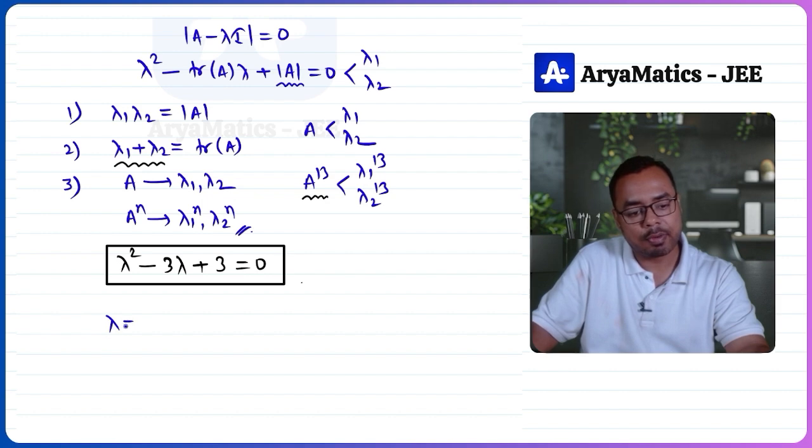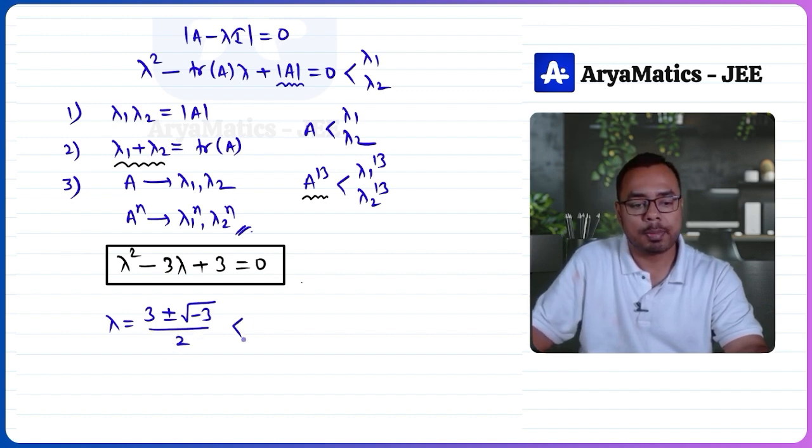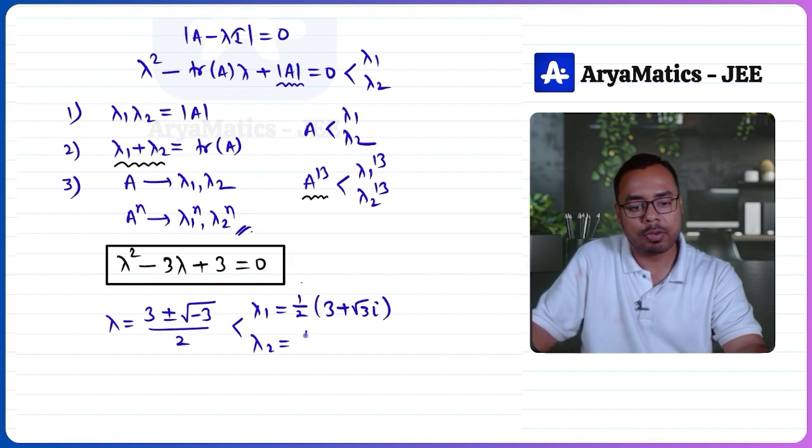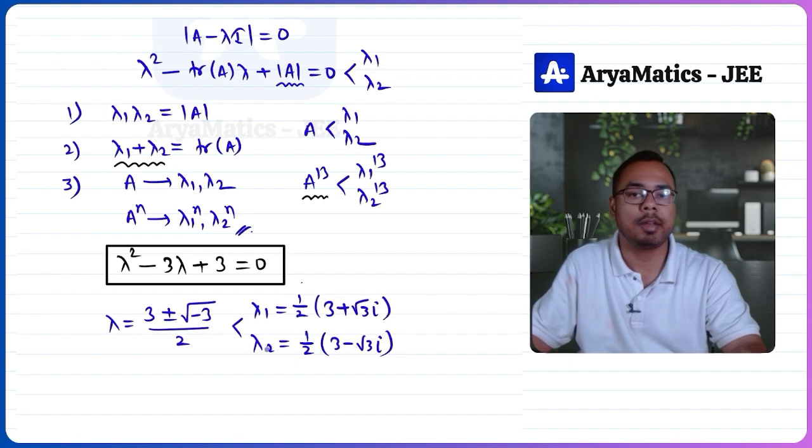So clearly you can see that for this equation, the discriminant is negative. So therefore we'll get imaginary roots. The roots will be minus b plus minus root over b square minus 4ac, divided by 2a, right? So that means, 1 by 2 we can take outside. One of the eigenvalues is 3 plus root 3 iota, and the other eigenvalue lambda 2 is 3 minus root 3 iota. These are the two eigenvalues of matrix A.